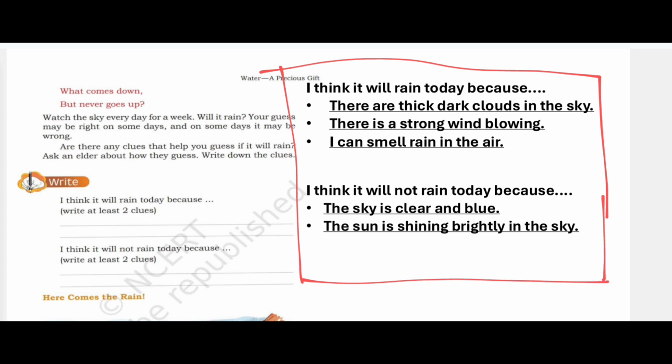I think it will rain today because there are thick clouds in the sky. There is a strong wind blowing. I can smell rain in the air. I'm sure everybody can smell rain in the air. The moment it starts raining somewhere, even far away, you can smell it. I think it will not rain today because the sky is clear and blue. The sun is shining brightly in the sky. These are a few reasons that you can give.